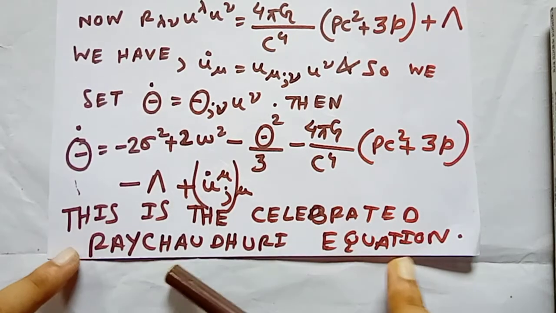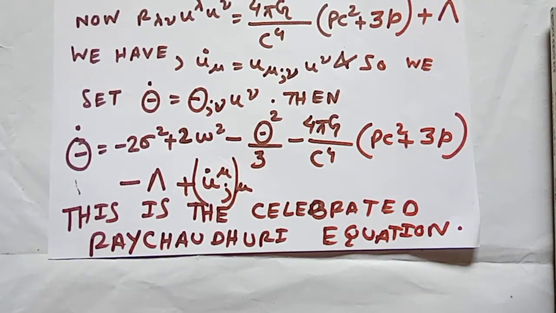This is the celebrated Raychaudhuri equation. The Raychaudhuri equation has been derived from general considerations. No specific metric is used. It gives the rate of change of the volume of a collection of particles, and has various terms on its right side contributing. We have the geodesic equation. The Raychaudhuri equation gives the congruence of a collection of particles moving in space-time.